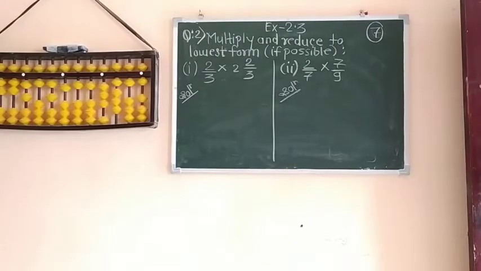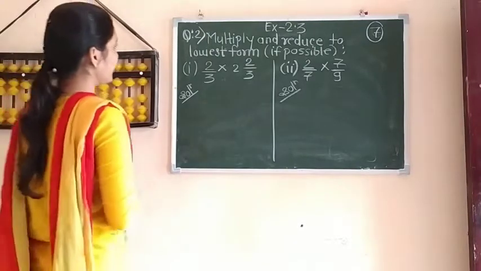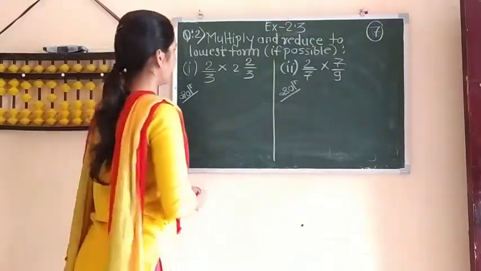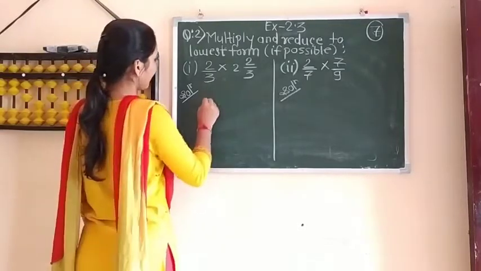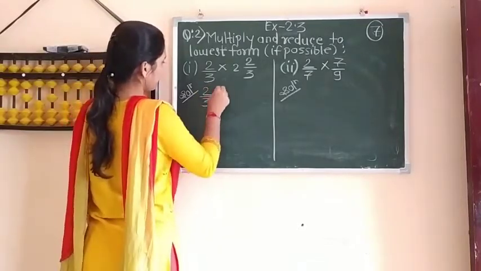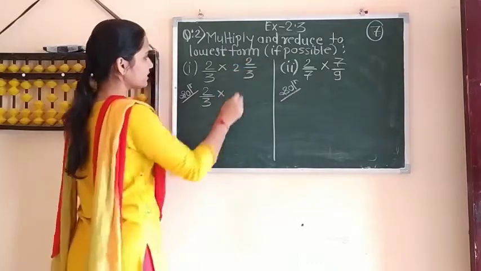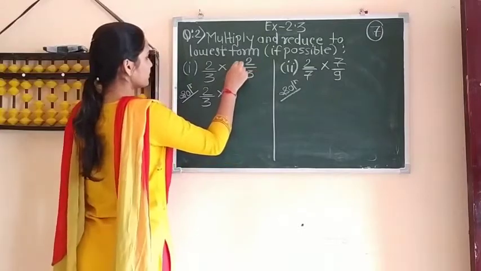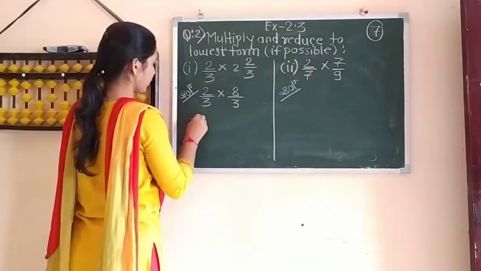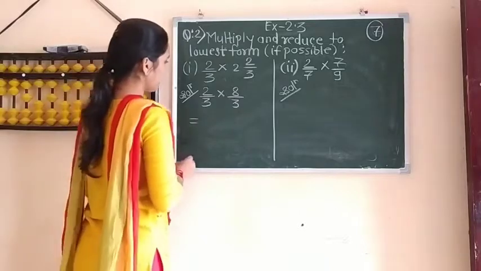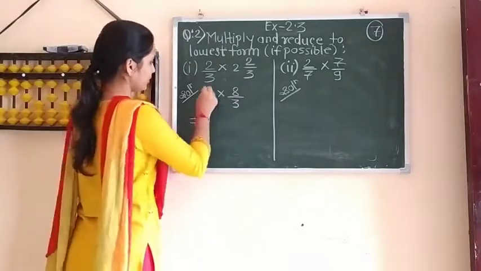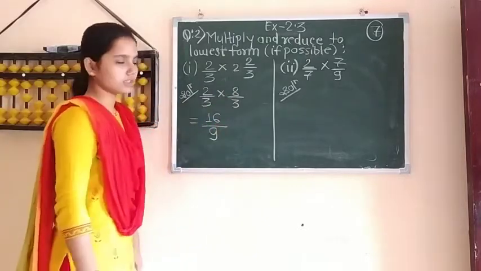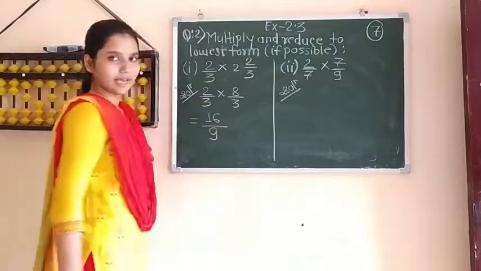Now, second question. Multiply and reduce to lowest form if possible. Where it is possible, there you have to reduce it to its lowest form. So see first, 2 by 3 multiplied by 2 by 3. That means 3 twos are converted into an improper fraction. 3 twos are 6, 6 plus 2 is 8 upon 3. Now solve this further. Multiply numerator by numerator and denominator by denominator. 2 eights are 16 upon 3 threes are 9. Can you reduce this? No, you cannot reduce this.